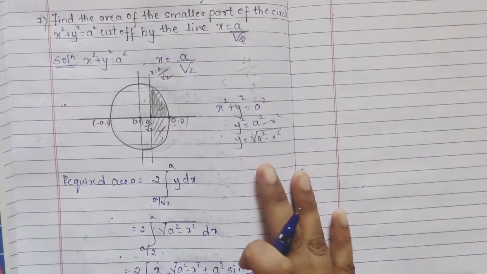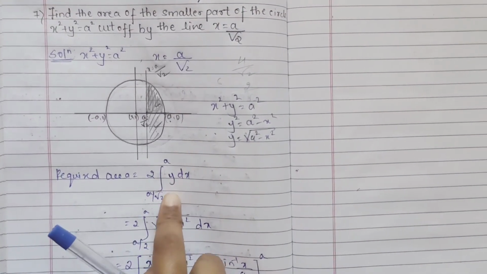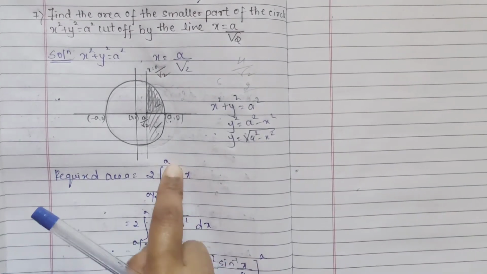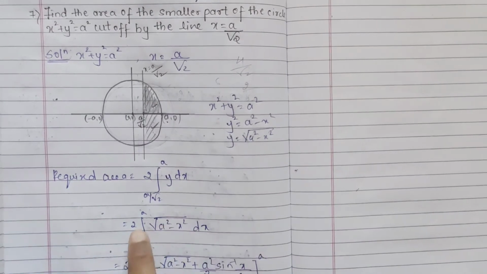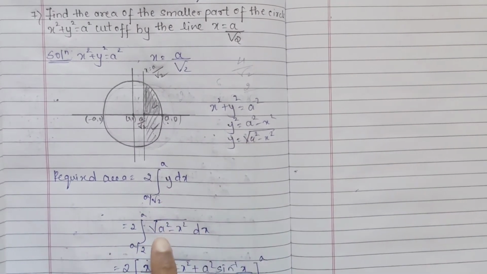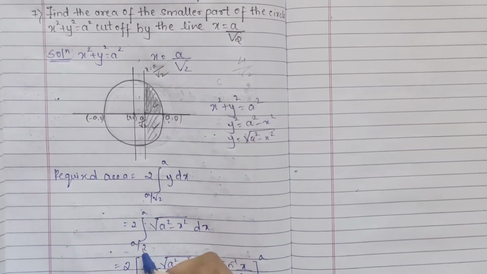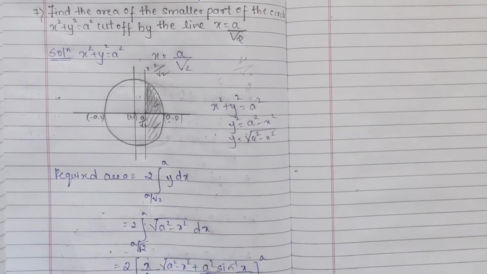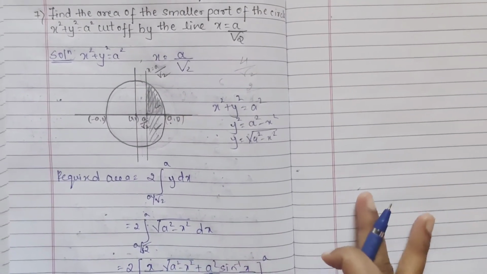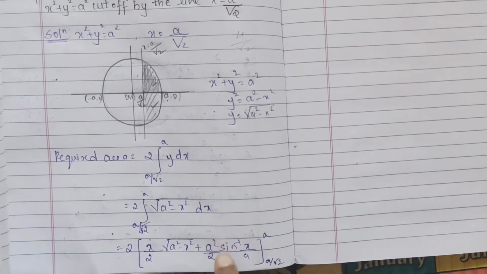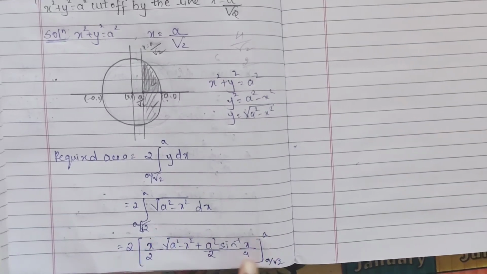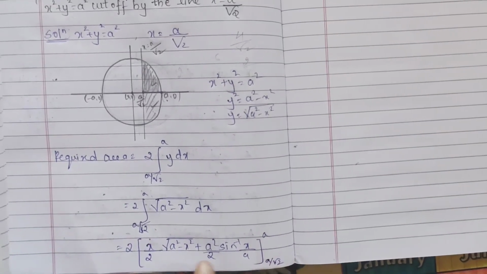So what is the required area? Twice integral y dx from a by root 2 to a. Two parts you have to do, so any one part we consider, we do it twice. So 2, and y is root of a square minus x square, from a by root 2 to a, dx. For the root of a square minus x square we know the formula: x by 2 root of a square minus x square plus a square by 2 sin inverse x by a, from a by root 2 to a. Now we put the upper limit minus the lower limit.